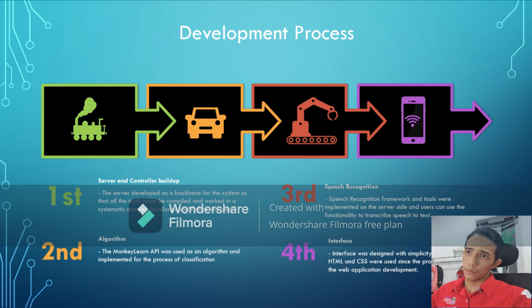The speech recognition was used as a tool for transcribing speech to text, and the final one is the interface, which is developed using HTML and CSS. So for the software testing, we have two types of testing, which are functionality testing and accuracy testing.